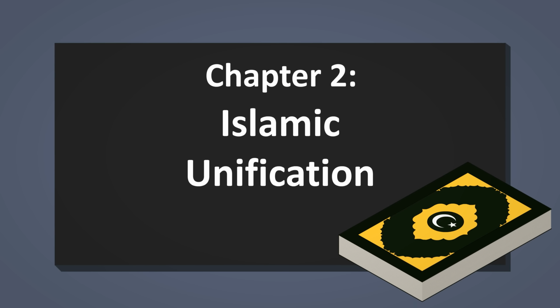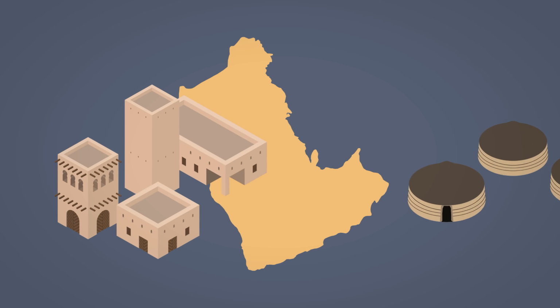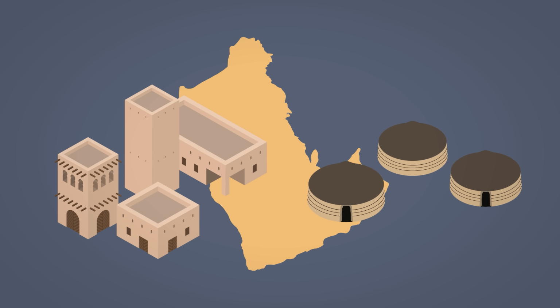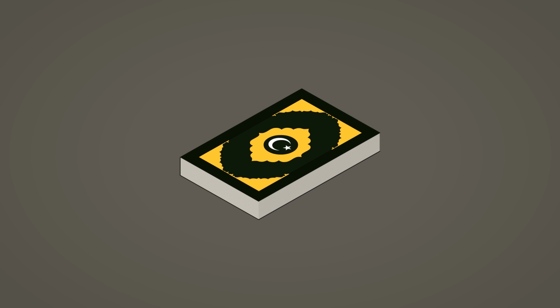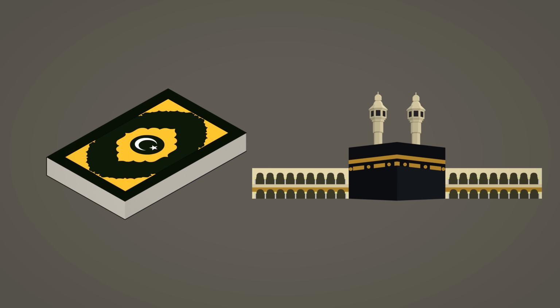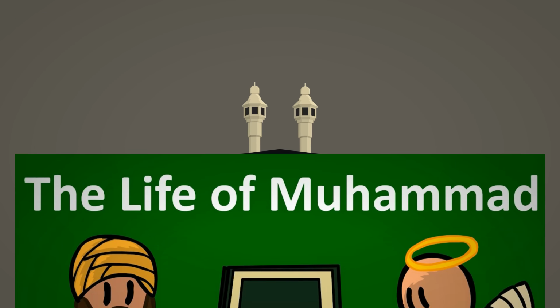Chapter 2: Islamic Unification. The Arabian Peninsula remained mostly a trade region inhabited by towns and tribes, but this changed in the year 610, because in that year a man called Muhammad said he received a message from one of God's angels, and ended up creating the religion of Islam. Mecca, located on the Arabian Peninsula, became one of the most important destinations in that religion. For more details on the life and creation of Islam, please watch my video on it, which I will link at the end of this video.